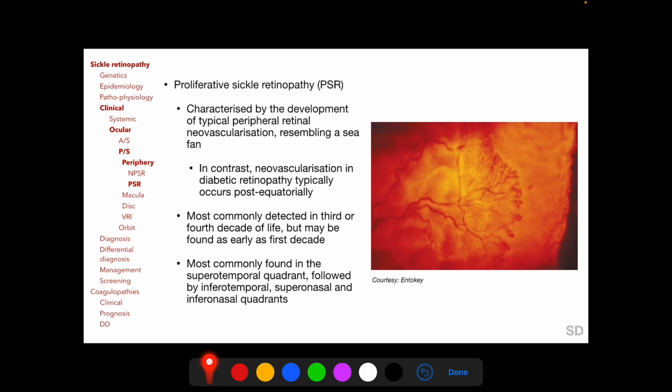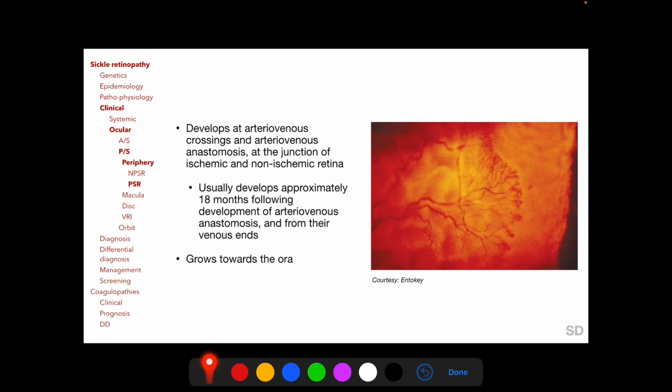The CFANs are typically found at the junction of ischemic and non-ischemic retina, as seen here in this clinical photograph, and are said to arise from arteriovenous crossings and arteriovenous anastomosis, and from there they tend to grow further peripherally towards the ora serrata, as seen here in this clinical photograph.